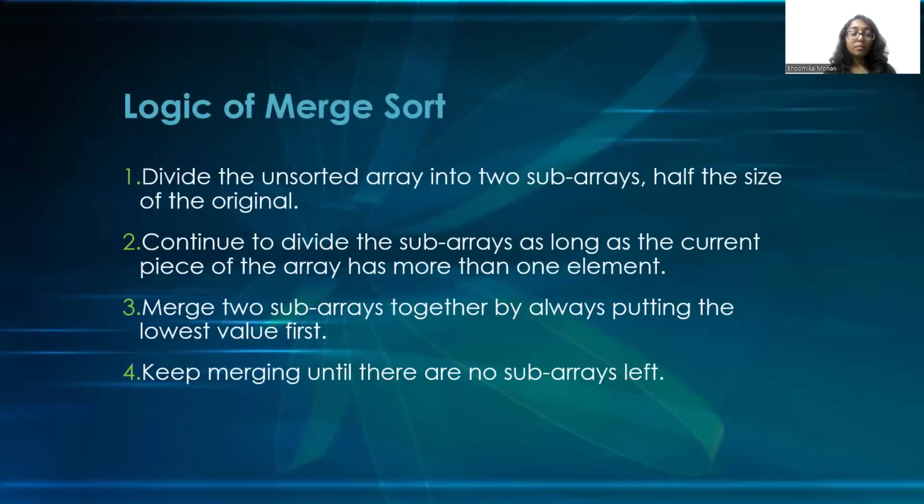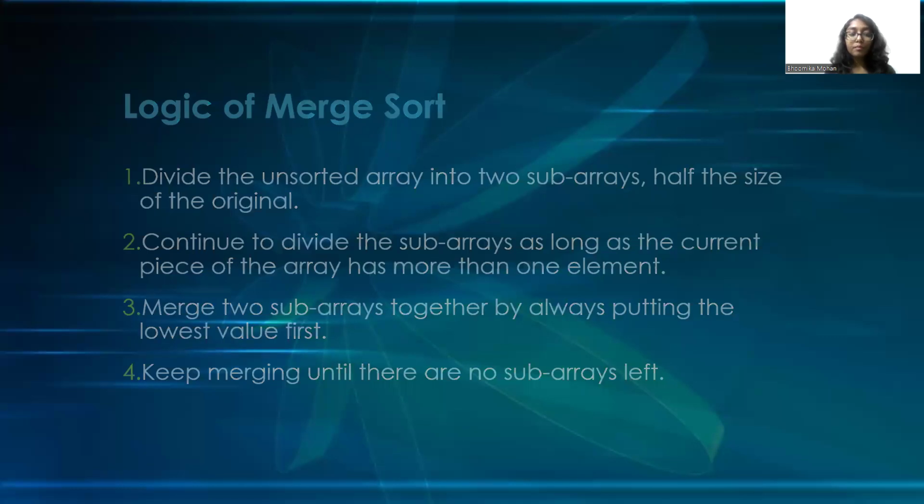So coming to the logic of merge sort, first divide the unsorted array into two subarrays, half the size of the original. Second is to continue to divide the subarrays as long as the current piece of the array has more than one element. The third is merge two subarrays together by always putting the lowest value first. And lastly, keep merging until there are no subarrays left.